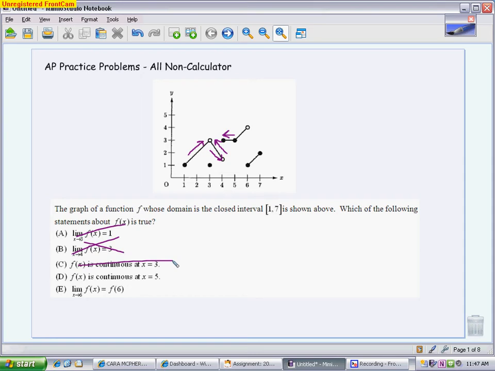Letter D says the function is continuous at 5. So if you look at 5, this is the point at 5. There is a sharp point there. However, it is continuous. It's not differentiable, but it is continuous. So that one is true.